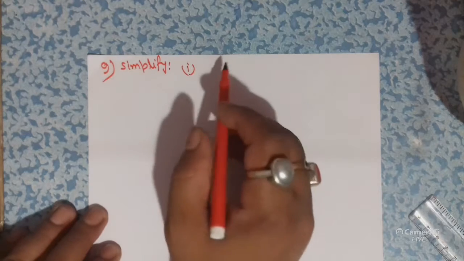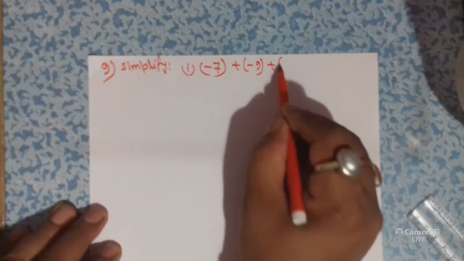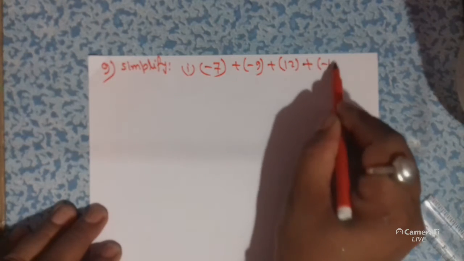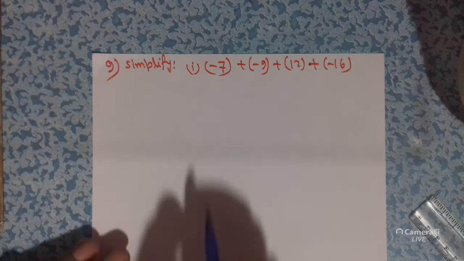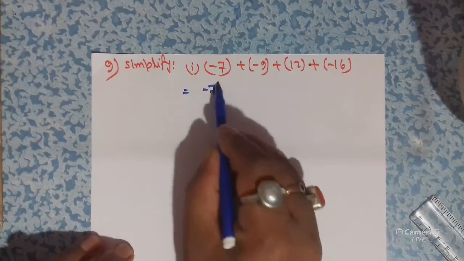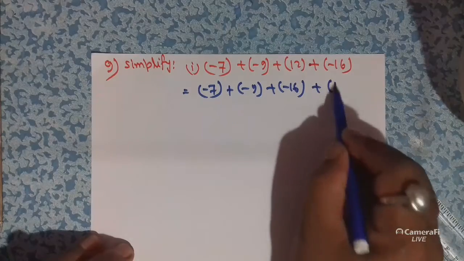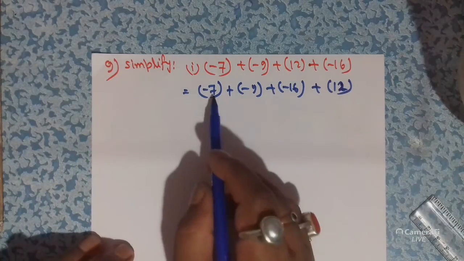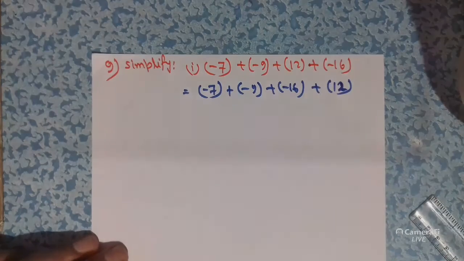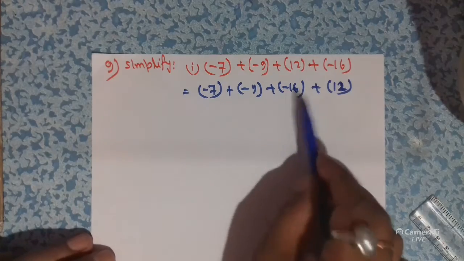So one number problem is minus 7 plus of minus 9 plus of 12 plus of minus 16. To solve it, at first we have to arrange the positive integers and the negative integers. So at first we arrange minus 7 plus of minus 9 plus of minus 16 and then plus of 12. 12 is positive and the three numbers, that means minus 7, minus 9 and minus 16, are negative. These three numbers have the same sign, so we have to add the three numbers.